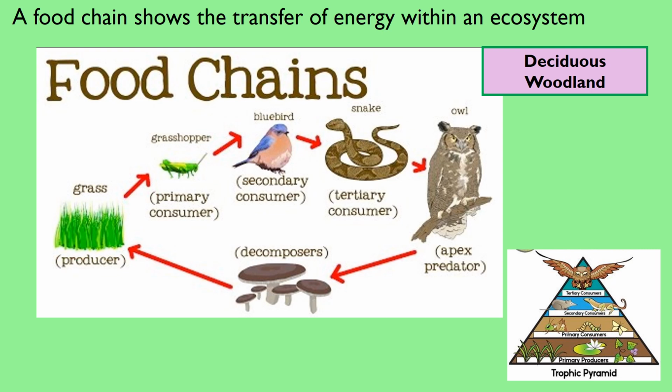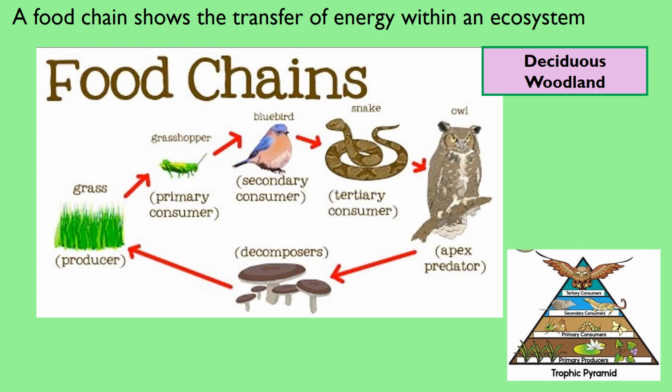The red arrows move in the direction of the transfer of energy. So the energy is being transferred ultimately from the producer to the apex predator. The decomposers are breaking down the organic matter and transferring it along the food chain again.